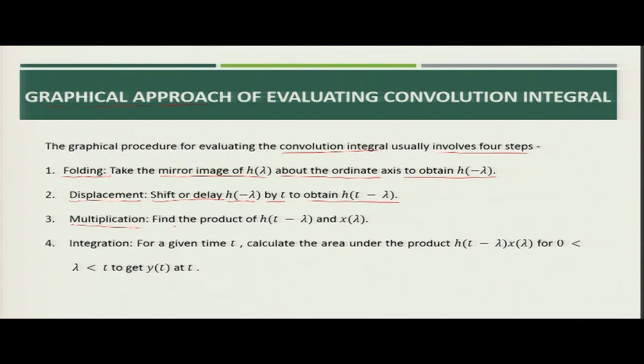Third is multiplication, meaning we find the product of h(t minus lambda) and another function x(lambda), and then we finally get the integration. For a given time t, we calculate the area under the product h(t minus lambda) and x(lambda) for lambda ranging between 0 to t, and then we get the convolution of functions h and x. Now, let us try to understand this particular approach with the help of one example.